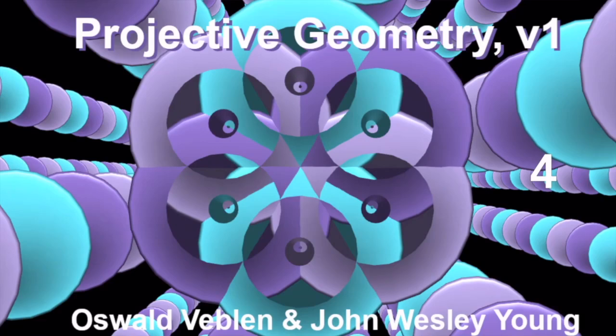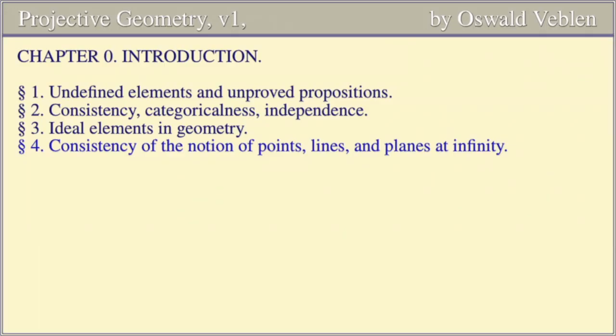Projective Geometry, Volume 1, by Oswald Veblen and John Wesley Young. Section 4, Consistency of the notion of points, lines, and plane at infinity.